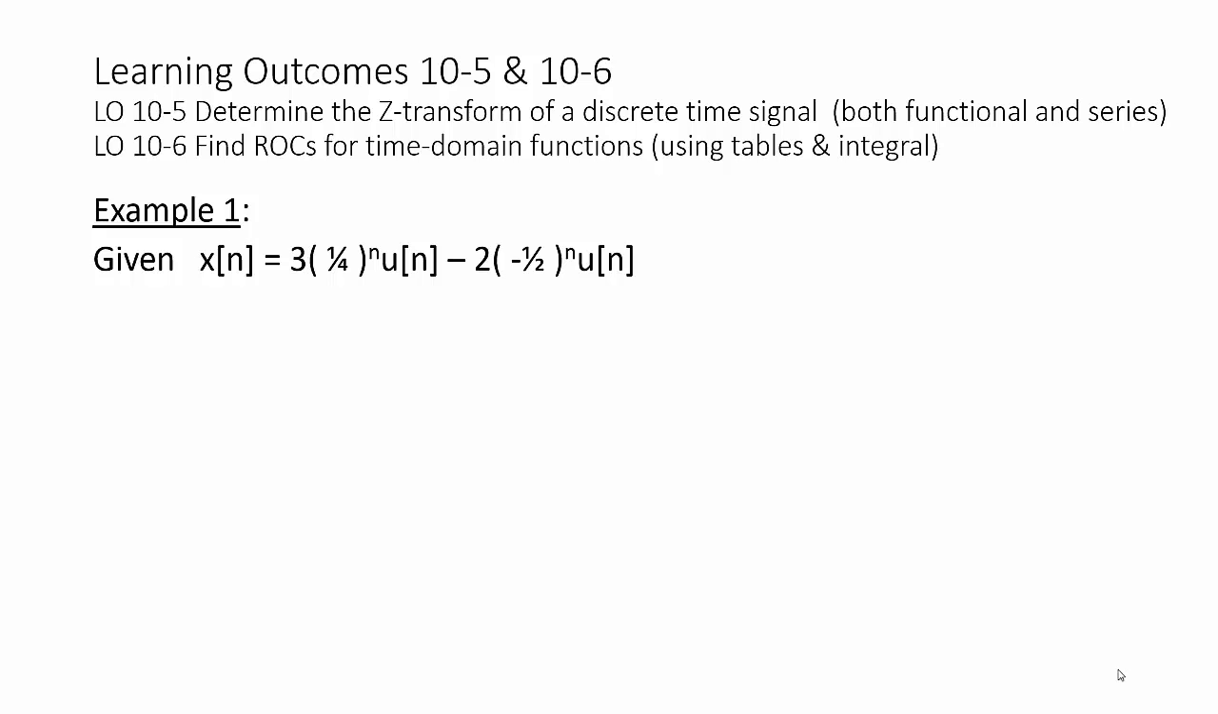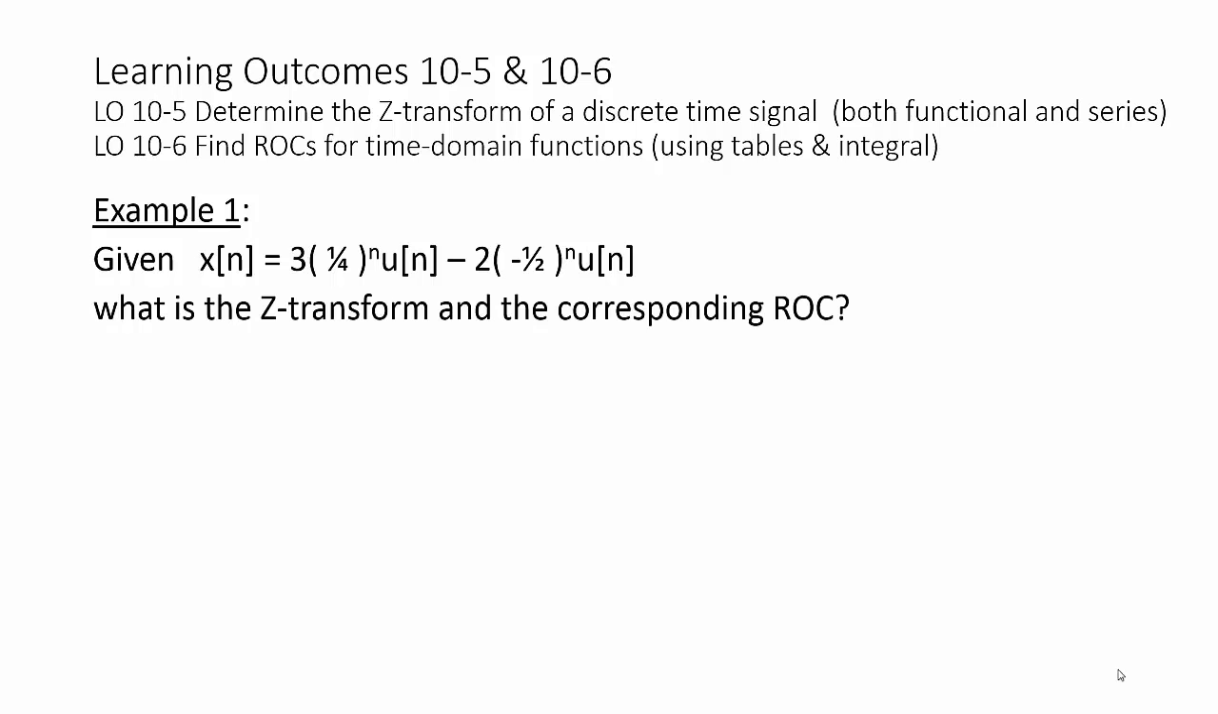x of n is 3 times 1/4 to the n u of n minus 2 times minus 1/2 to the n u of n. We want to determine what is the z-transform and the corresponding ROC for this time function. We can break this into two pieces, an x1 and an x2.